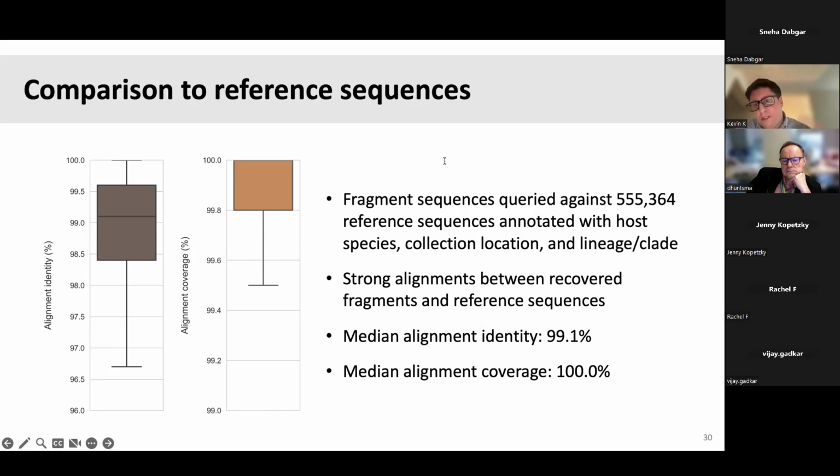So this means that the fragments of virus that we were detecting were highly similar to viruses in the reference databases. So we could confidently infer things about these viruses from the annotations of their best matches.